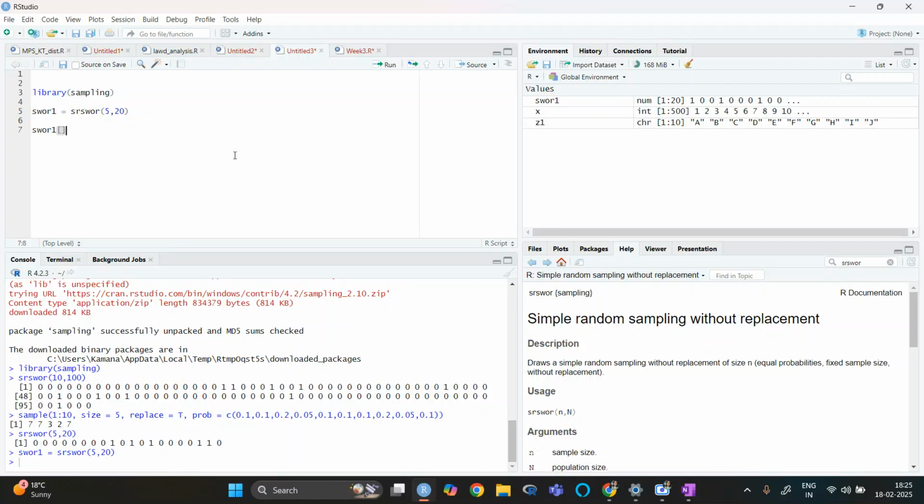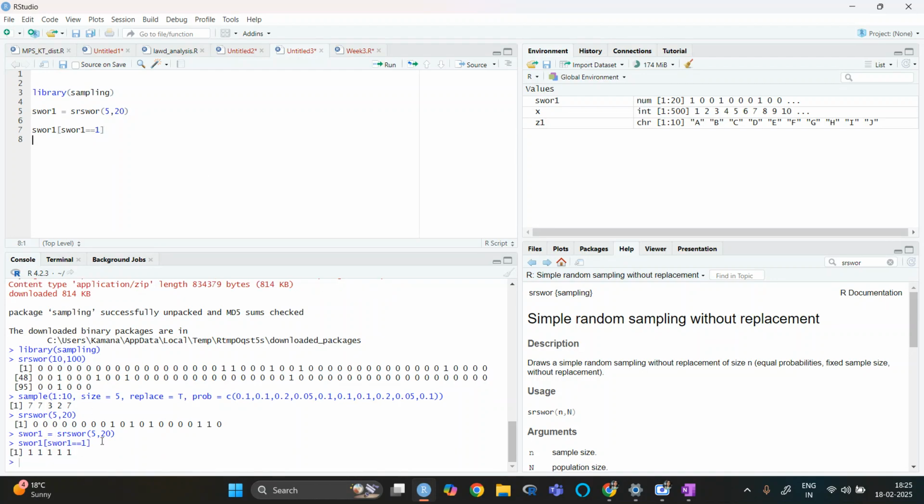SWOR1 such that SWOR1 equal to 1. So here we can see that it has 5 indexes, and if I say 0, then it will be basically 15.